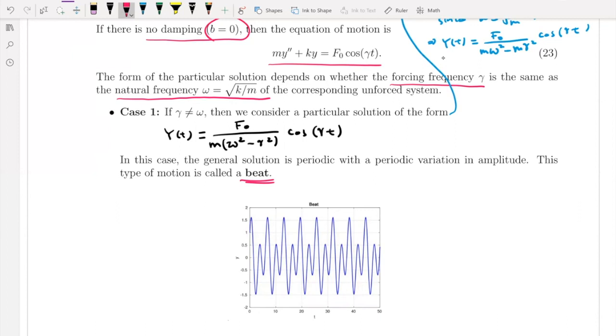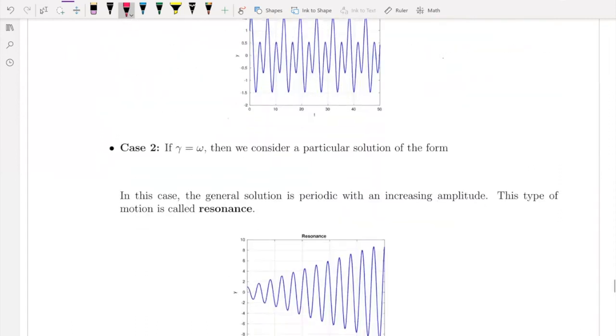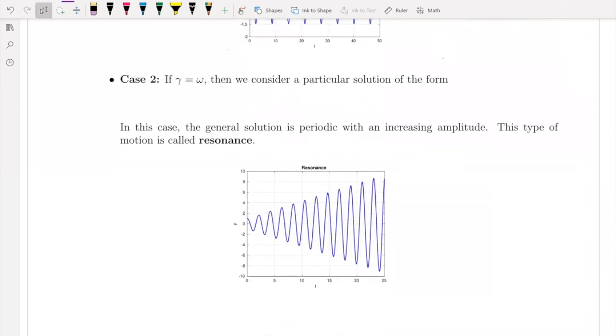Now let's talk about another case, in which your gamma is equal to omega, which means the natural frequency is equal to the forcing frequency. As I told you, this is the case where, whenever your spring is stretched out, you apply the force in the same direction, which means you make a bigger oscillation. So that is the case. Since your gamma is equal to omega, what happens? Your particular solution form is exactly the same as the corresponding homogeneous solution, which means your particular solution must be multiplied by t as well.